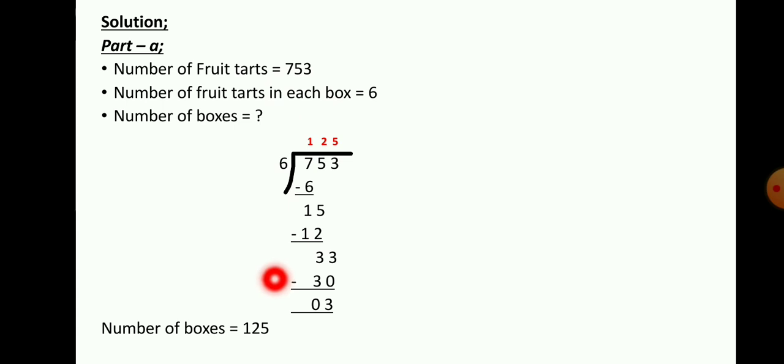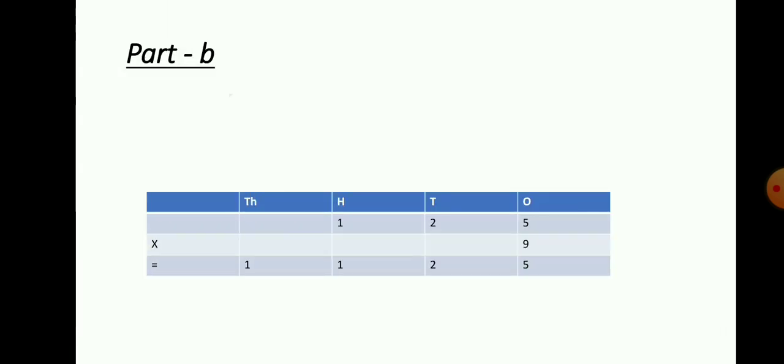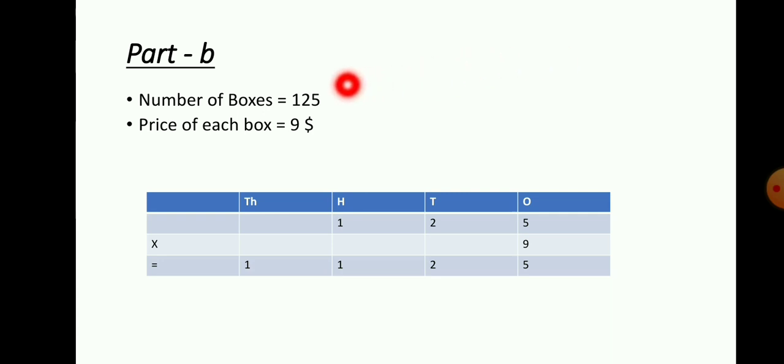Now in the next step, we'll also find out the money that she earned from these boxes by selling them. So for that, we'll multiply the number of boxes by the rupees or the price of one box. Okay, so the number of boxes she sold are 125 and she sold one box at the price of 9. So we have to find out the total money that she earned. So for that, we'll multiply this 125 by 9.